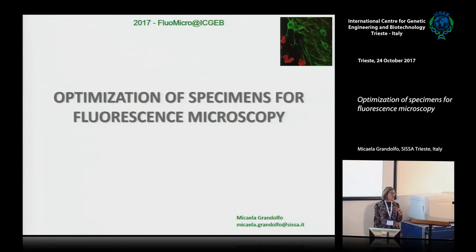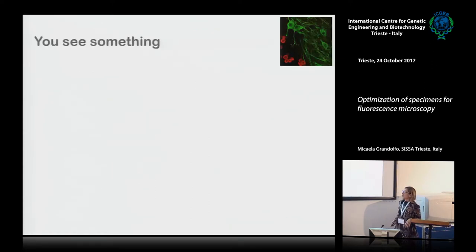Check your sample before going to the confocal microscope, and be sure that your staining is a good one and your sample is a good sample, okay? Check for the eventual autofluorescence, and ask yourself if there is a possibility to have some artifacts in your sample, okay? So, let's go.